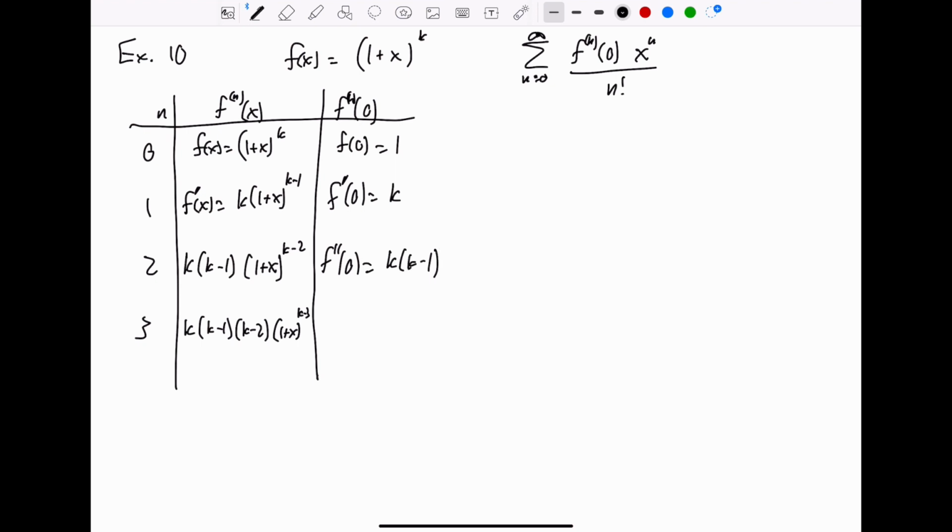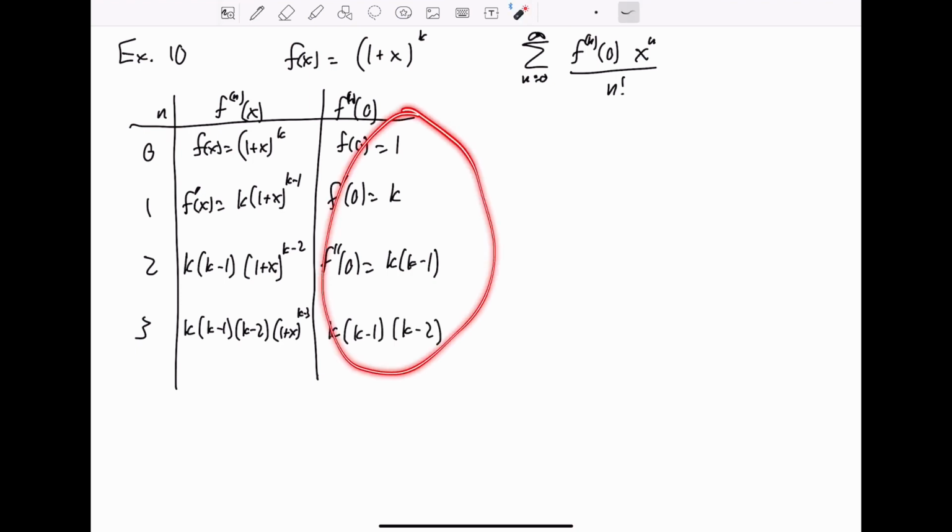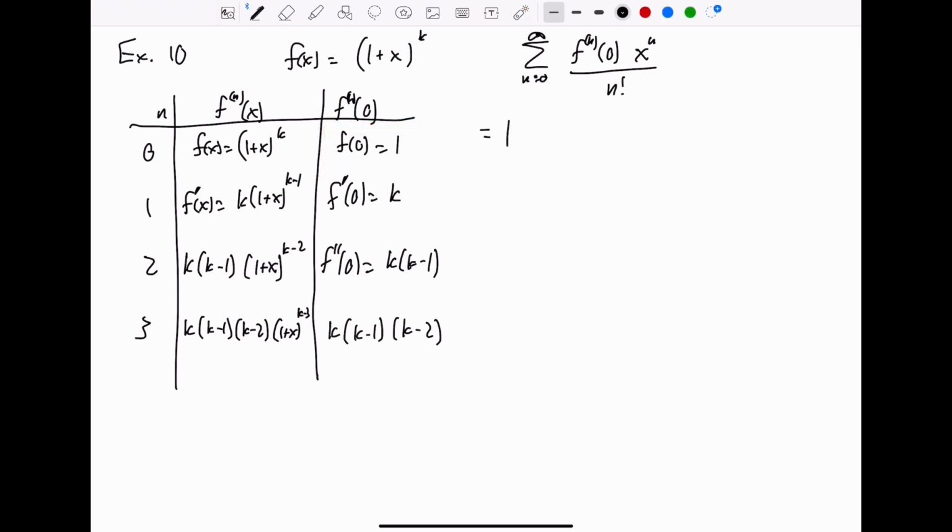The third derivative evaluated at 0, k times k minus 1 times k minus 2. Let's use these values now to look at the expanded form for this Maclaurin series. We're going to start when n equals 0, and when n equals 0, we first have the nth derivative at 0, the 0th derivative at 0, which is just the function at 0. So we'd have 1 times x to the 0 over 0 factorial. X to the 0 is 1, 0 factorial is 1. This is just times 1, so we don't even need to write that.